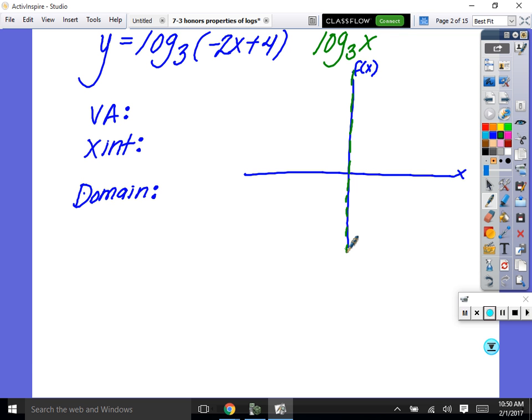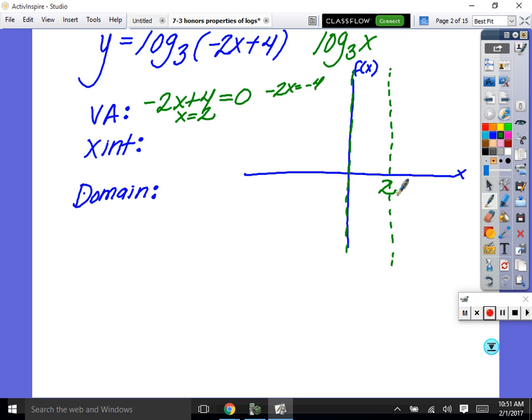So let's set this equal to 0, because right now it would be at 0. So let's set negative 2x plus 4 equal to 0. If I said to you, do not graph and tell me the vertical asymptote, you would set that equal to 0 and solve for x. So we would subtract 4, negative 2x equals negative 4, divided by negative 2, so x equals 2. So now that's been shifted right to 2, correct everybody? So x equals 2 is our vertical asymptote.